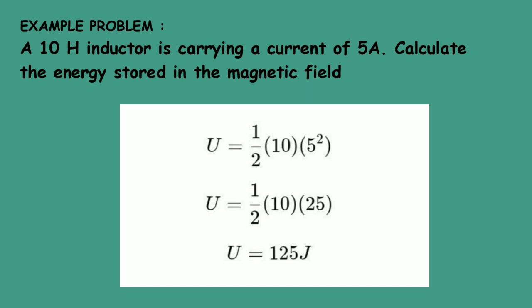A 10 H inductor is carrying a current of 5 A. Calculate the energy stored in the magnetic field of the inductor. So as we calculate the energy stored in the magnetic field of the inductor, we get the answer 125 joules.